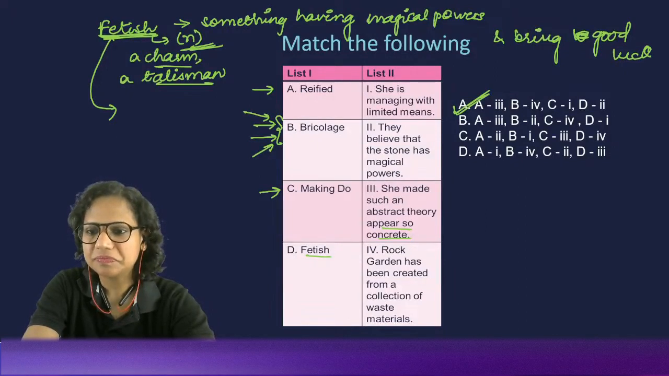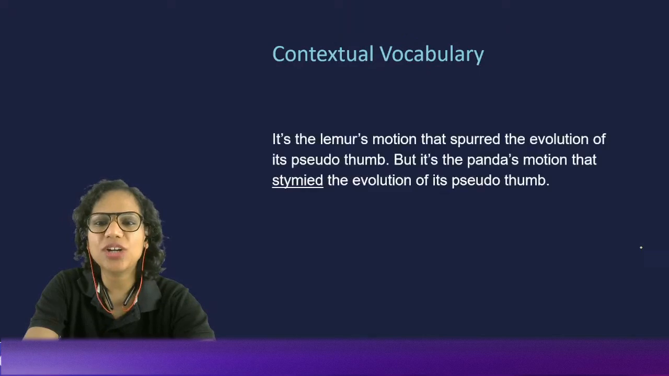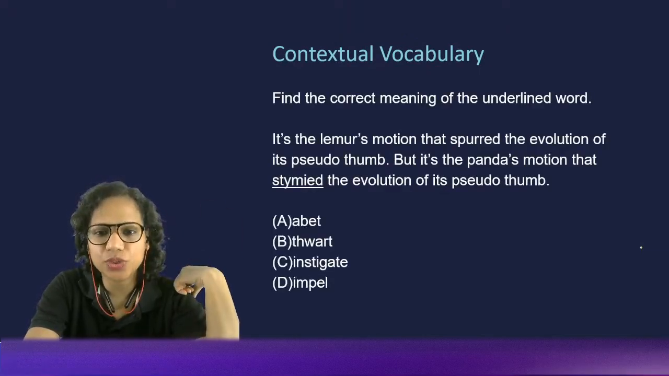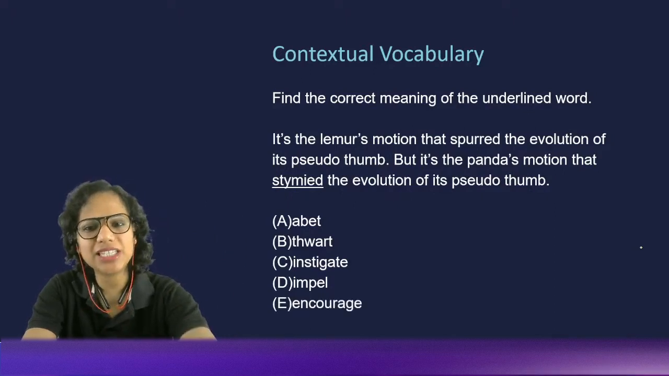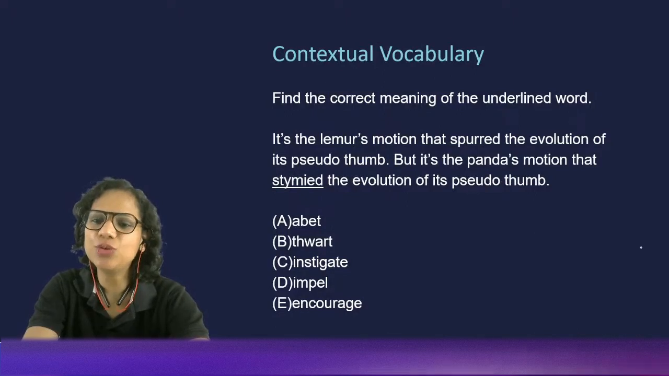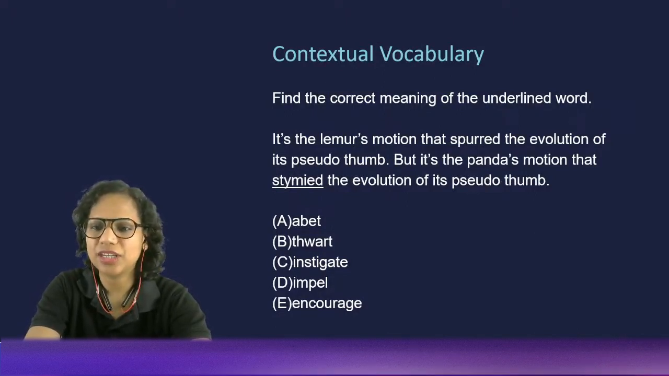Okay, perfect. Then let's go to the next question. Contextual vocabulary again. You have to find the correct meaning of the underlined word. Okay, and it's a very easy word. 5 options this time because some of your exams give you 5 options. Tell me.